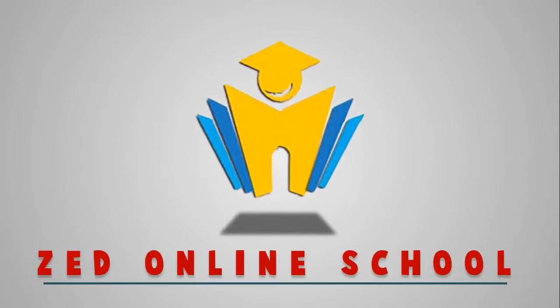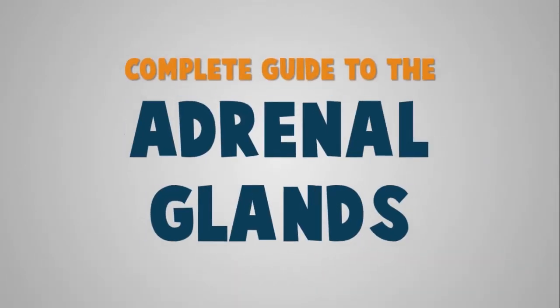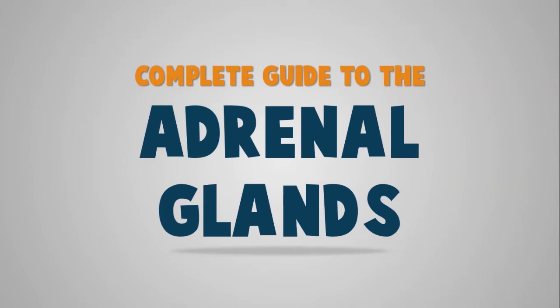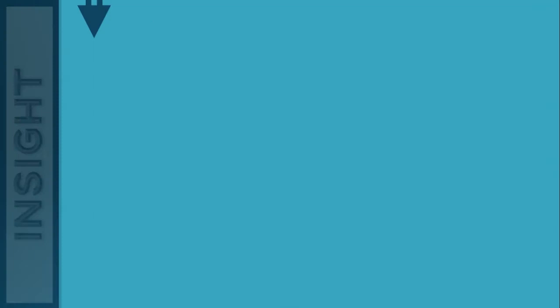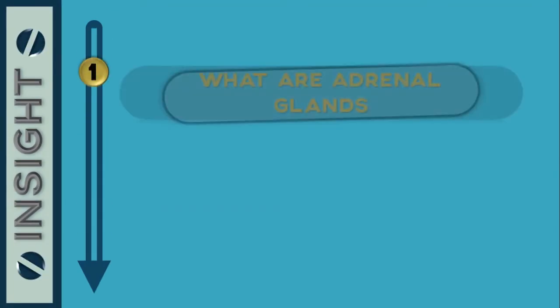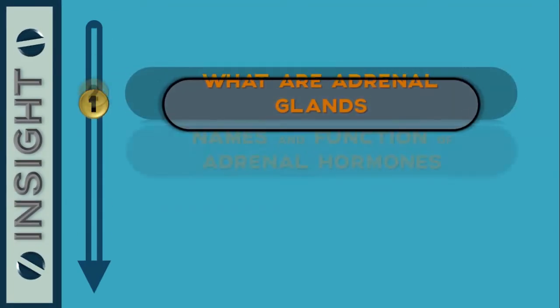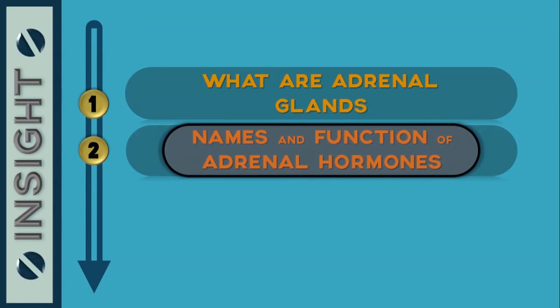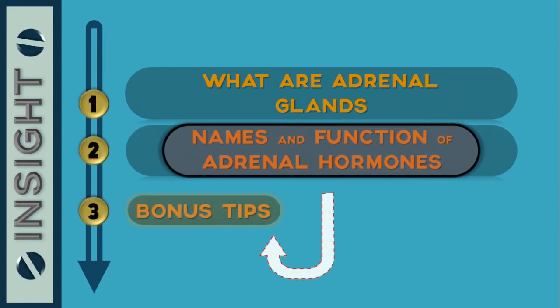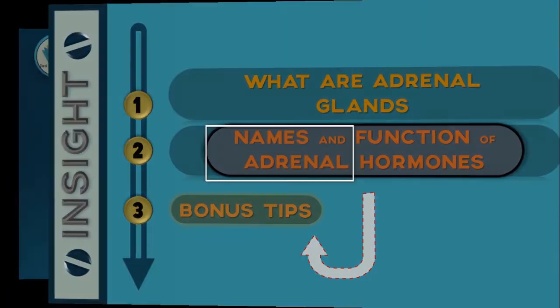In this video, you and I are going to be looking at a complete guide to the adrenal glands. We're going to do this in a systematic way, and by the end of this video, you should be able to know what the adrenal glands are, the names and the functions of the hormones produced by the adrenal gland, and at the end of this video you should get some bonus tips. Hence, you should watch till the end to get the maximum value out of this video.